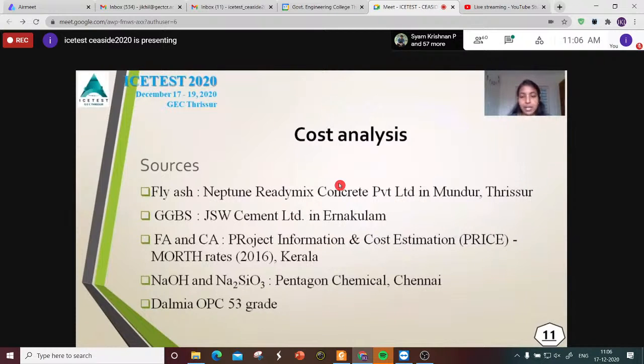And for this, we have taken the cost from various sources, and the sources are given: fly ash from Neptune Ready-Mix Concrete Private Limited in Mundu, Thrissur, and GGBS from JSW Cement Limited in Ernakulam, fine aggregate and coarse aggregate from the Project Information and Cost Estimation Mode 3 2016 Kerala, NaOH and sodium silicate from Pentagon Chemicals, Chennai, and the cement of Dalmia 53 grade.